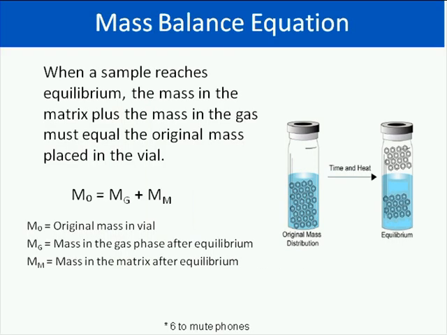So let's talk a little more about this picture, the mass balance equation. When a sample reaches equilibrium, the mass in the matrix, that's this original mass distribution down here at the bottom, hopefully you'll be able to see my little red pointer moving, plus the mass in the gas phase must equal the original mass placed in the vial.